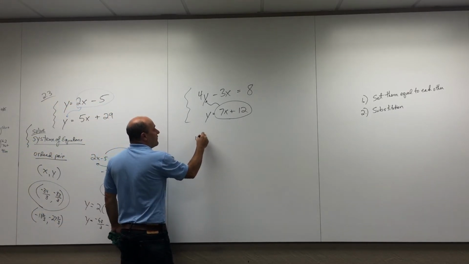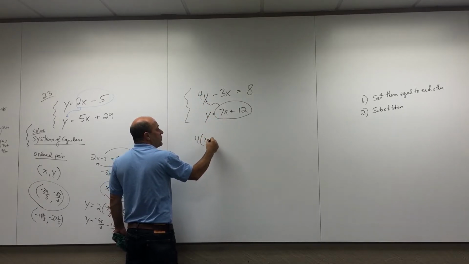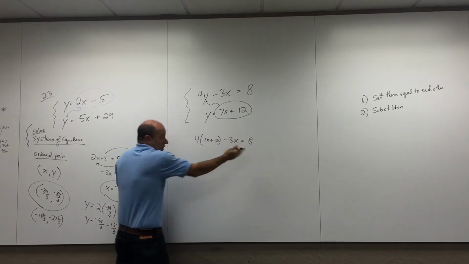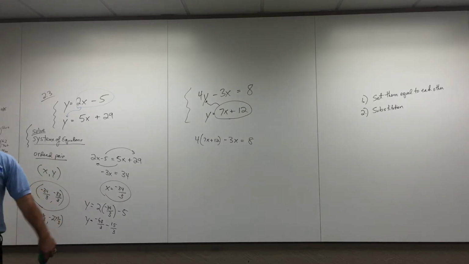So let's do that. That's the 4. I'm plugging that in. I'm substituting 7x plus 12 into there, and now I have to solve an equation. This is why we were practicing 2-1 to let us up here. I've got to solve this equation.